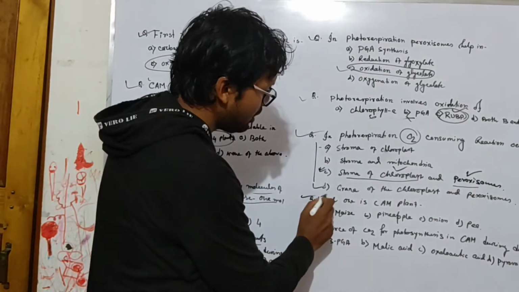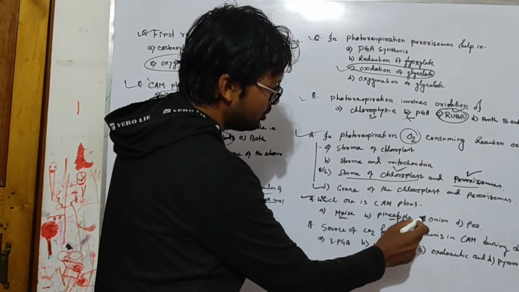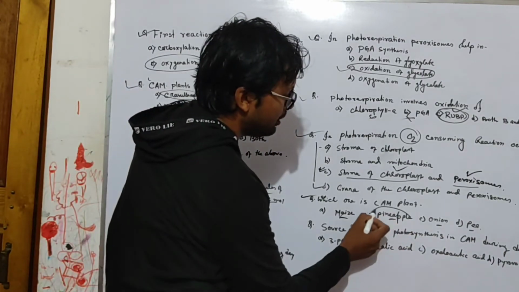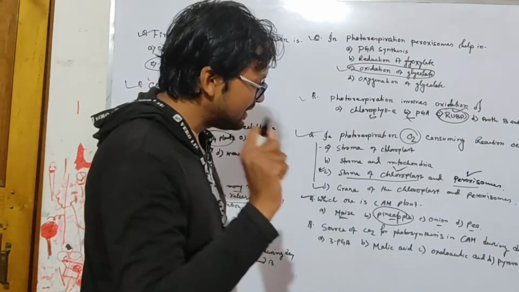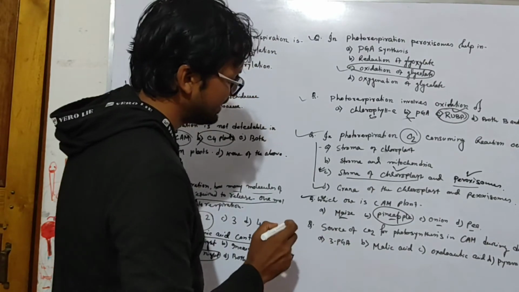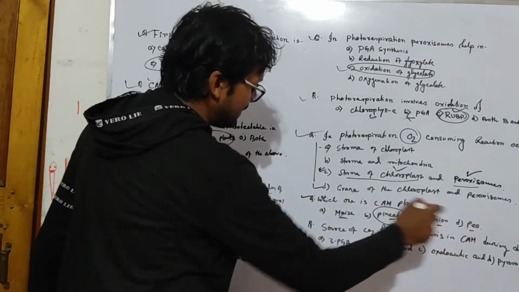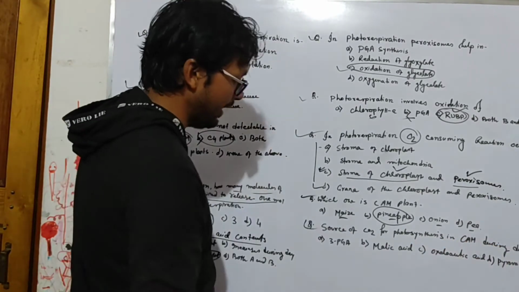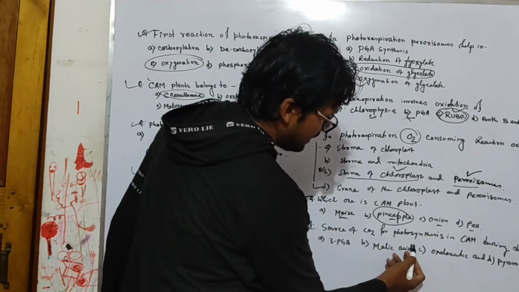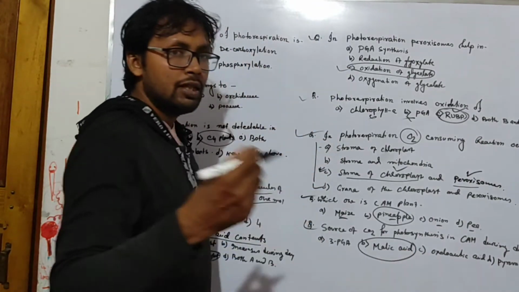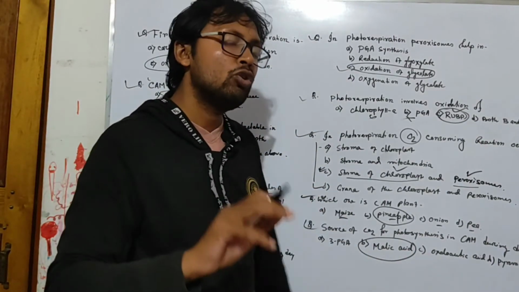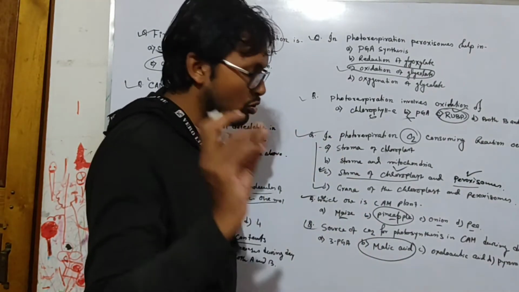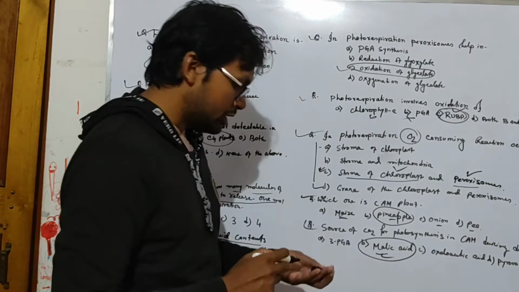So now next question, which one is a CAM plant: maize, pineapple, onion, or pea? We know that CAM plants include pineapple, the fleshy leaf plant. Maize is actually C4 and the others are C3 plants. The source of carbon dioxide for photosynthesis in CAM during the day is malic acid. During the night the stomata open, so carbon dioxide easily enters from the environment, but during the day the stomata are closed and malic acid will supply the carbon dioxide.